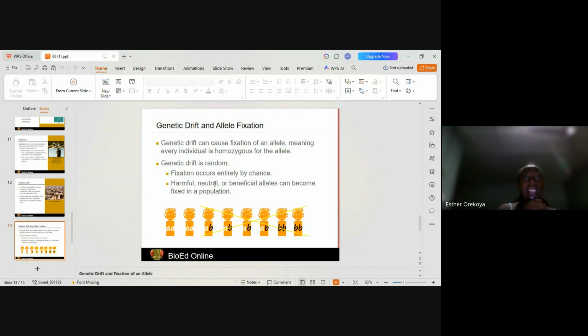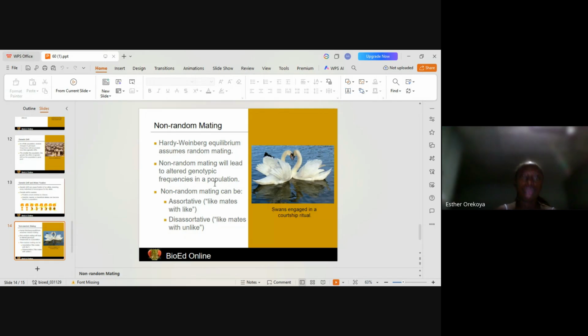Then we have genetic drift and allele fixation. Genetic drift can cause fixation of an allele, meaning that every individual is homozygous for that allele. And genetic drift, like I mentioned earlier, is random. But fixation can occur, and fixation occurs by chance. It's also random. And this fixation, this drift, can become harmful. It could be neutral or it can be beneficial. When it's beneficial, it means it is good.